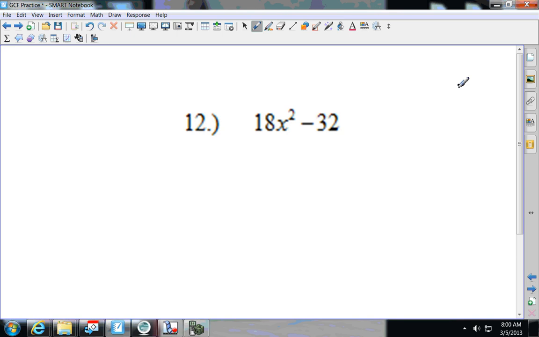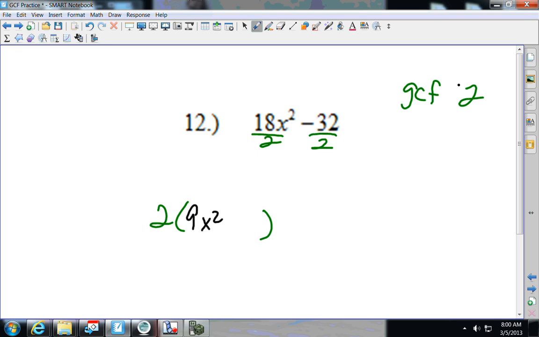So I have GCF is 2. Pull that out, write what's left. Divide by 2. Well, 18 divided by 2 is 9x squared. 32 divided by 2, 16. And all we're doing today is factoring out the GCF. After this, tomorrow we'll be starting on working on the stuff that's inside here. But you have to be able to know how to factor out the GCF first before we can do anything else.